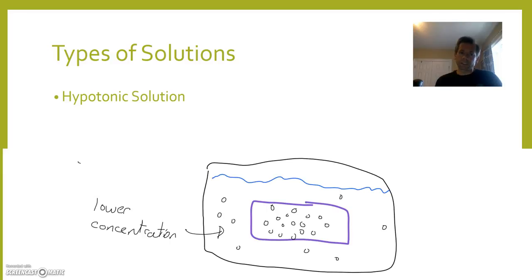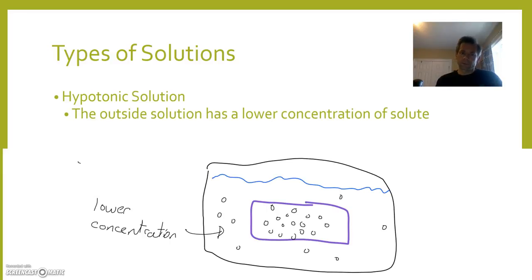The hypotonic solutions, those are where the solution outside has a lower concentration of solute. So it could be salt, a lower concentration of salt outside, but a higher amount inside the cell.